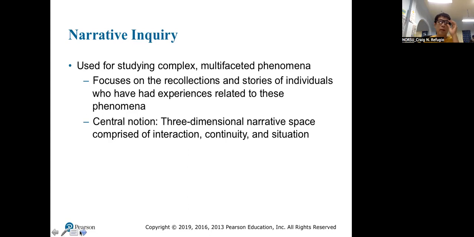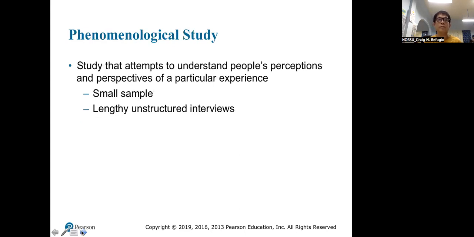Narrative inquiry is used for studying complex, multifaceted phenomena. It focuses on the recollections and stories of individuals who have experiences related to these phenomena. The central notion is a three-dimensional narrative space comprised of interaction, continuity, and situation. Again, the central notion is a three-dimensional narrative space comprised of interaction, continuity, and situation.